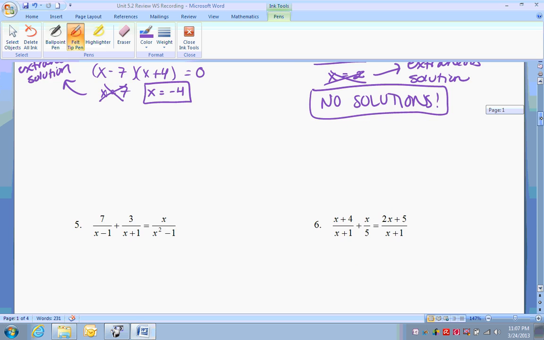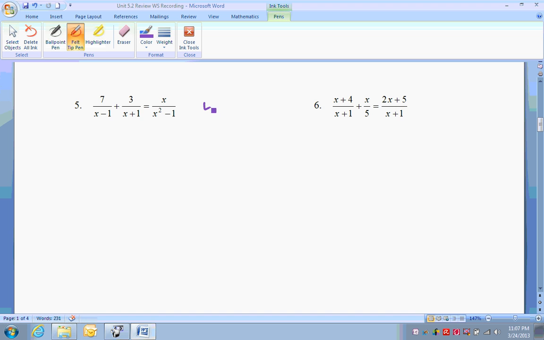Okay, moving on to problem number 5. Our least common denominator here, we have to first of all look at this x squared minus 1, and you should recognize it as a difference of perfect squares, which factors into x plus 1 times x minus 1. And if you notice, the left side of the equation contains both of those terms. So my least common denominator is x minus 1 times x plus 1.